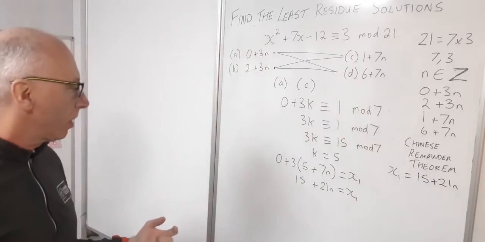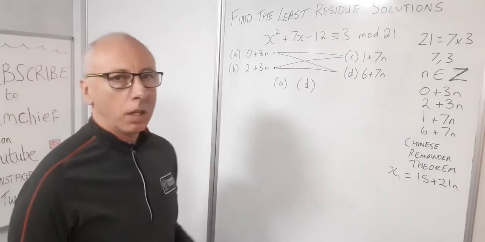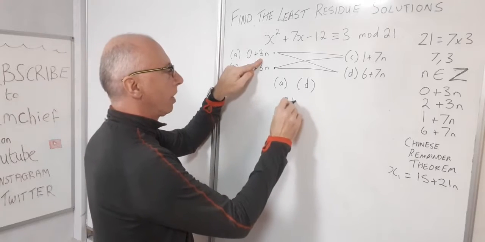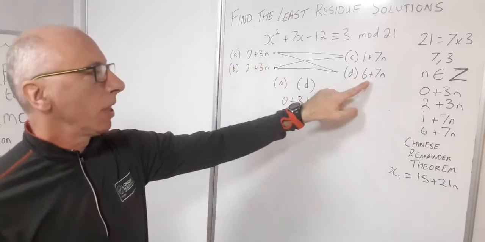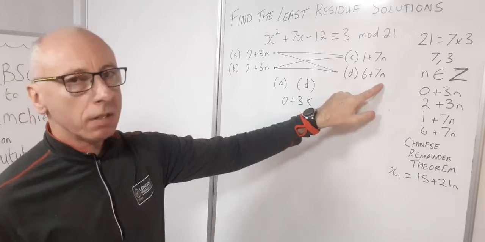Okay, right, let's take this off the board and I'm going to combine A with D. So I start here with my 0 plus 3, as I did before. Change the n to the variable k. And my D is now 6 plus 7n. So I use, it's congruent with 6 modulus 7.